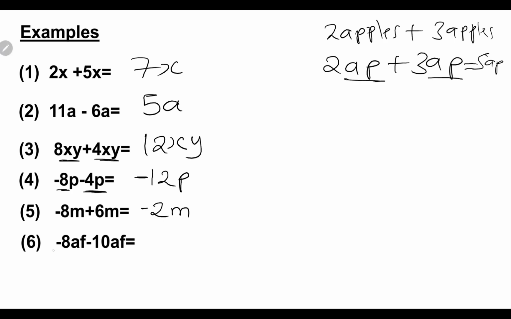We move on. I have negative 8af minus 10af. How are the signs? Same signs. This one is having negative and the other one is having negative. We are going to add them and this will give you negative 18af. So this is the way it is for algebra.